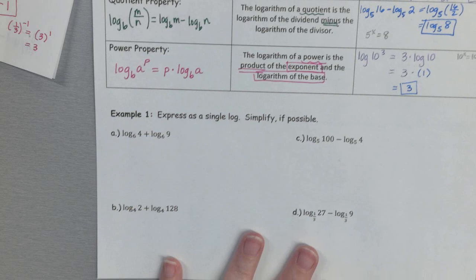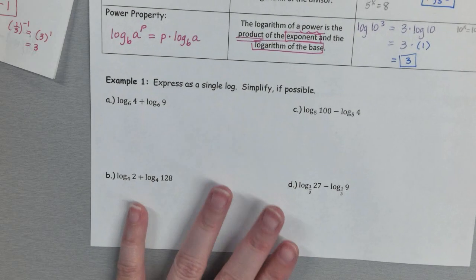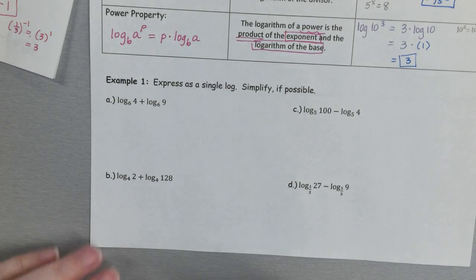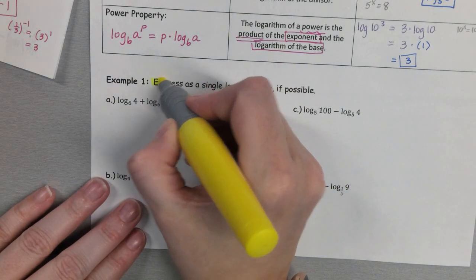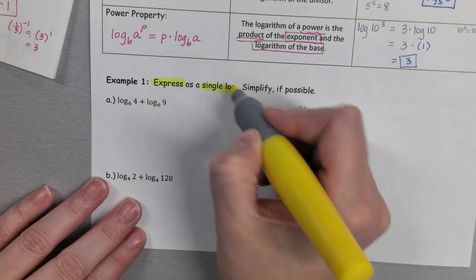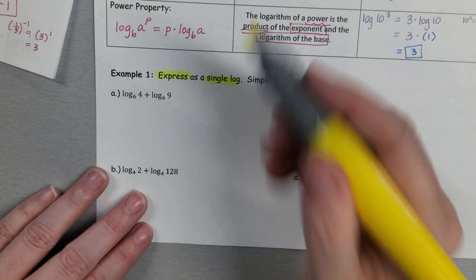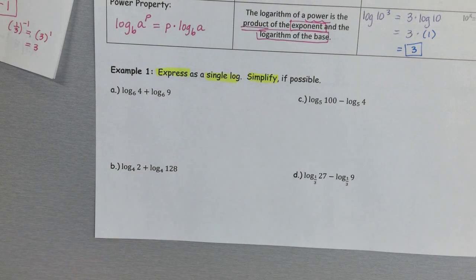All right, so now we're going to use these properties for example 1. Now, in the directions, you have to pay attention to what they're asking you for. So it is asking you to express this as a single log. So you are going to have to write down the single log, and then you're going to simplify if possible, and we'll go over what that looks like in terms of what your answer should be.